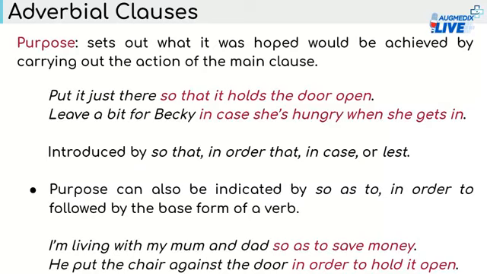So we have these adverbial clauses that mention purposes behind actions mentioned in main clauses. Such adverbial clauses are introduced by so that, in order that, in case, or lest. Just take a look at the first example here. Put it just there so that it holds the door open. Why should we put it just there? The adverbial clause tells you the purpose behind this action mentioned in the main clause. So that it keeps the door open, right?